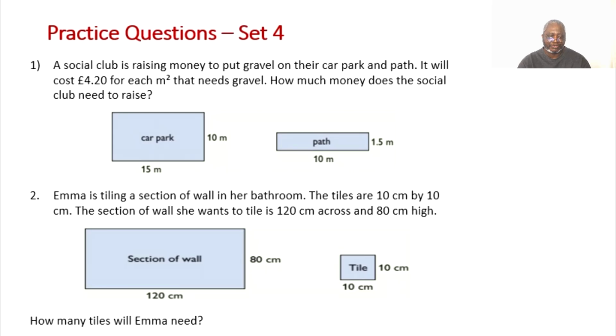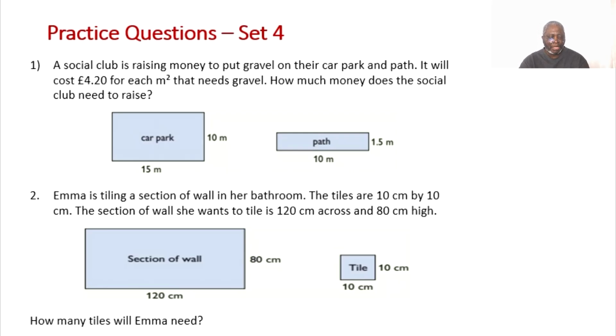And you have practice question set 4. A social club is raising money to put gravel on the car park and path. It will cost £4.20 for each meter squared that needs gravel. How much money does the social club need to raise? And those are your figures, okay, for the car park and the path.